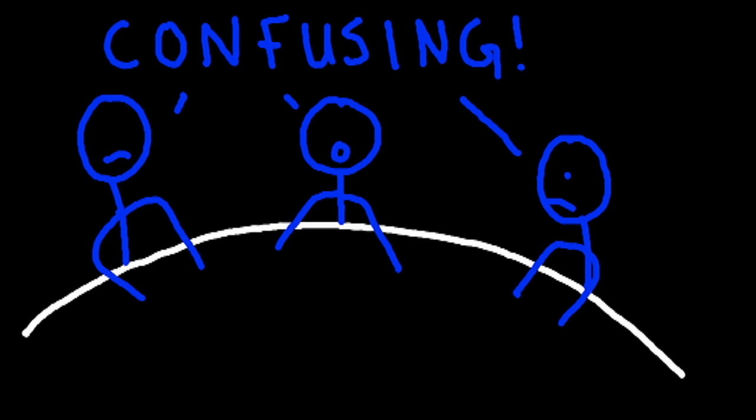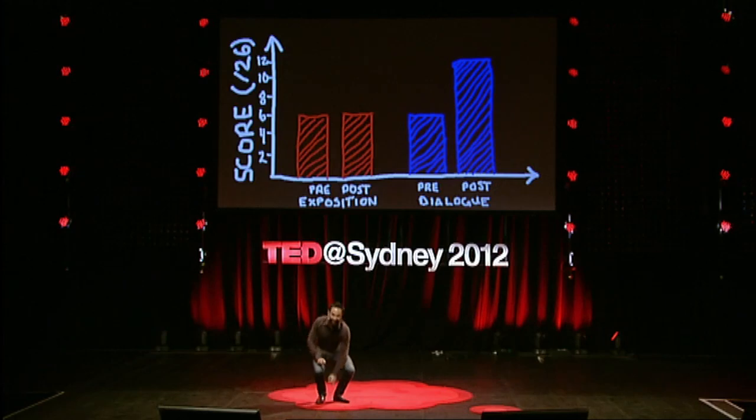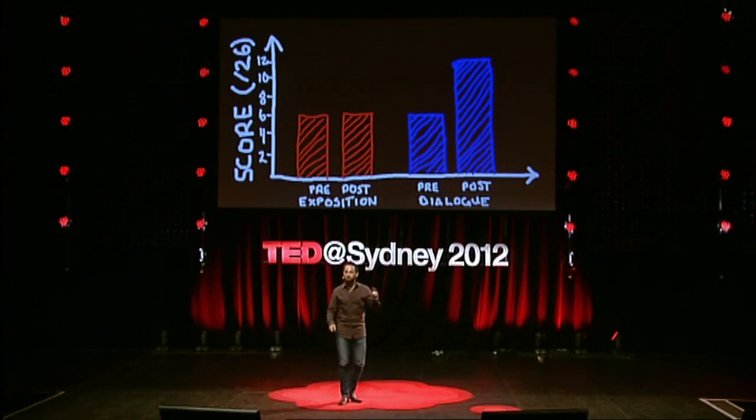What did the dialogue students say? Well, no one told me that it was clear. No one told me it was concise. No one said it was easy to understand. In fact, most of the time, they told me it was confusing. Man, maybe this backfired. So how did they go on the post-test? Well, their scores nearly doubled to 11 out of 26. Okay, it's not 26 out of 26, but it's a start.